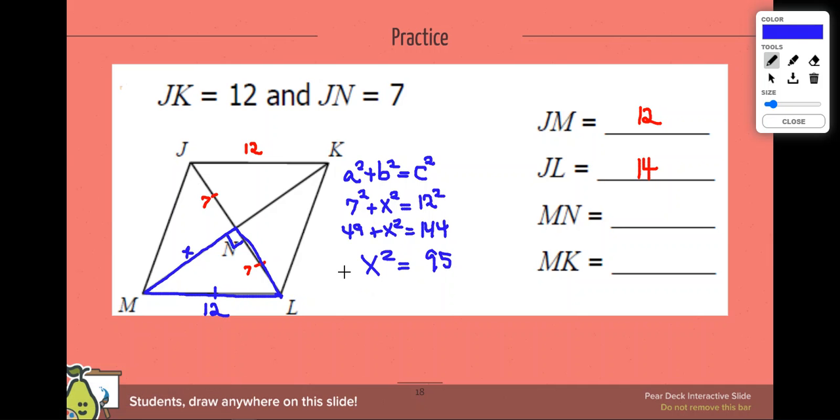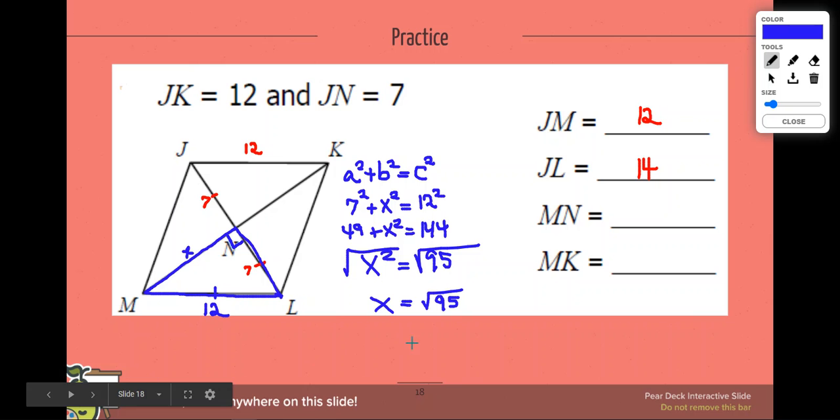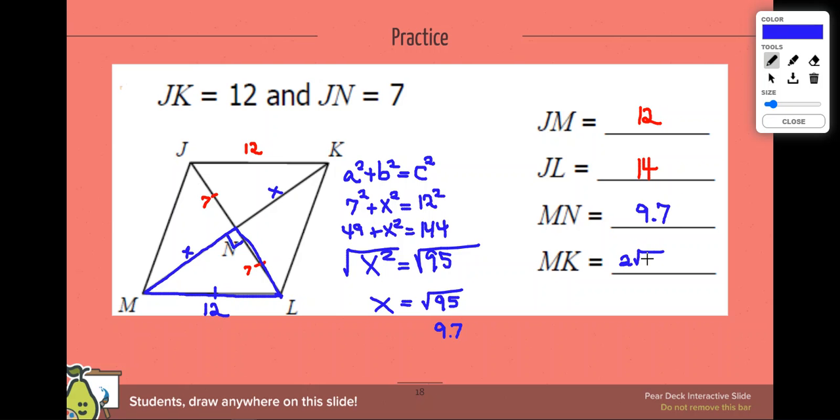Get rid of our exponent by taking the square root of both sides. The inverse cancels that out and gives us x equal to the square root of 95. You can leave it like that, or you can say x is equal to 9.7. Either way is fine. So in this case, MN is 9.7. And MK would be twice that amount because it would also be equal to x. So you could either say 2 square roots of 95, or you could say 19.4.